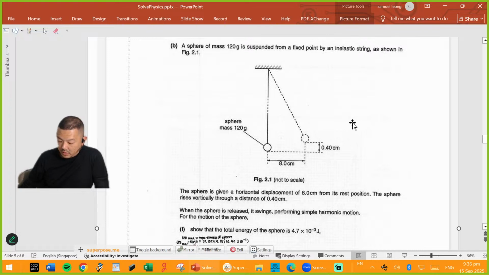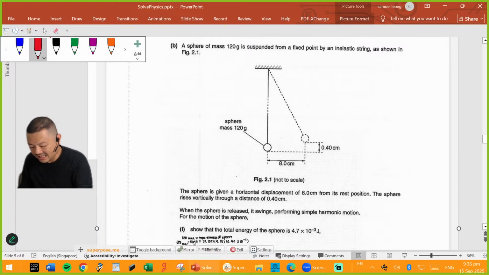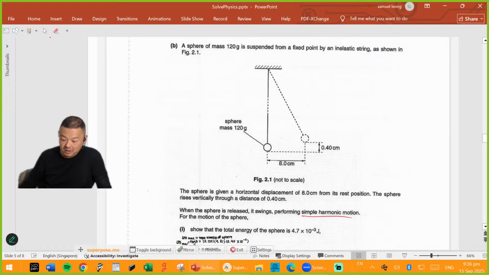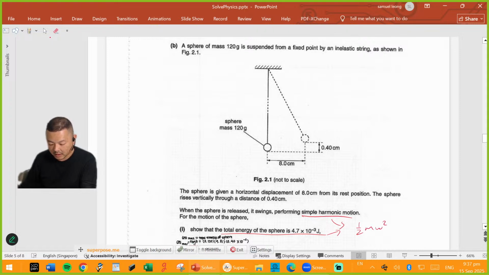Okay, what's going on here? Horizontal displacement 8 cm from rest position, supported by an inelastic string. Mass is 120 grams. Rises vertically. When it's released, it swings, performing simple harmonic motion. So they did declare that it is SHM, so we don't have to say that it's not. Then for the motion of the sphere, show that the total energy of the sphere is this. Since it's SHM and you know it's this one, it's just half m omega squared x naught squared.